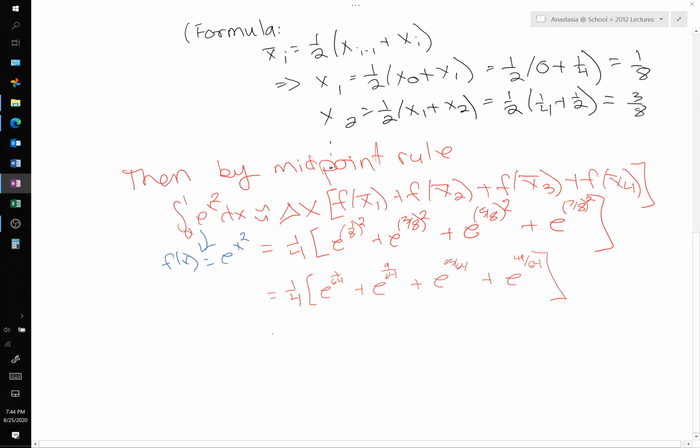If you have a calculator, which I would never require you to use, but if you have one, you can get a decimal approximation so that it means a little bit more. So we get that this is approximately equal to 1.4487.